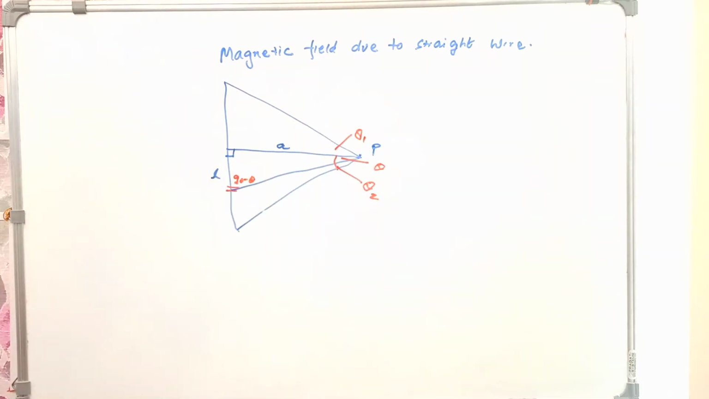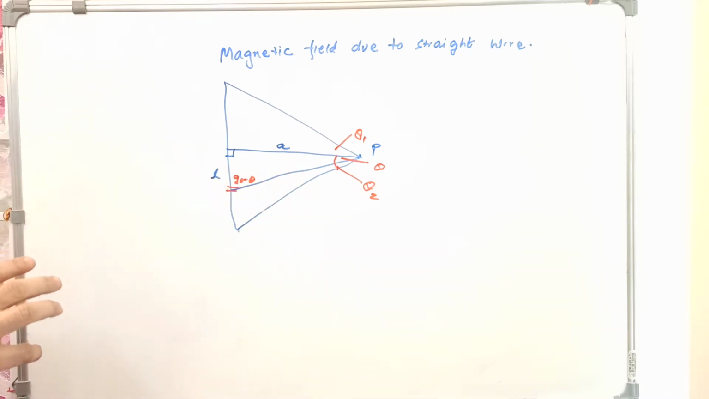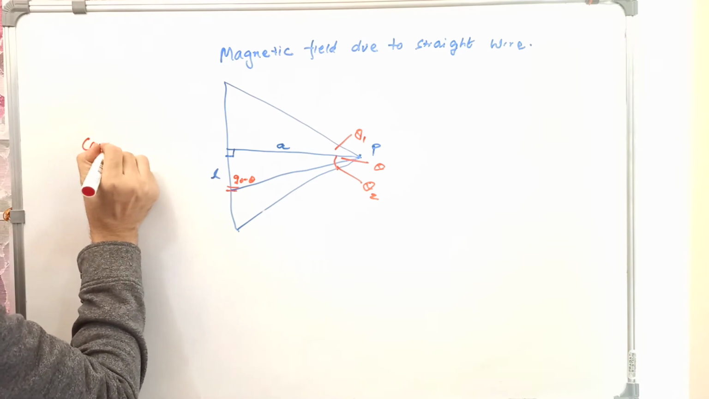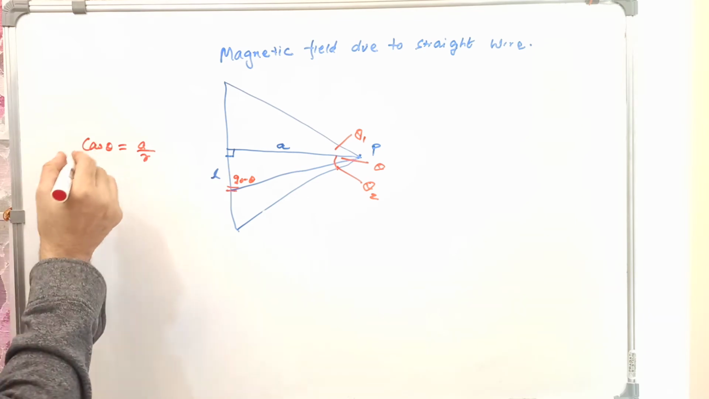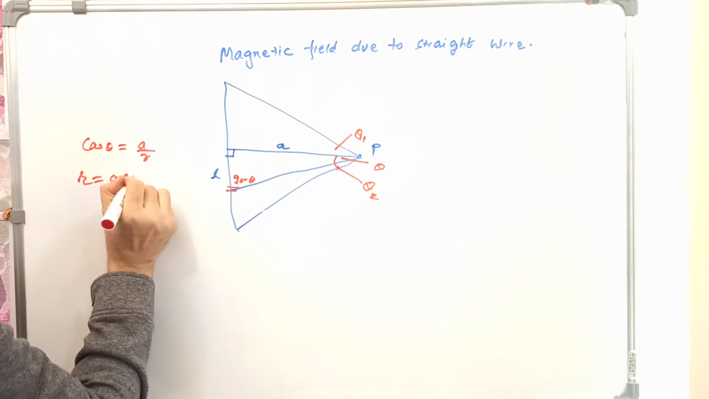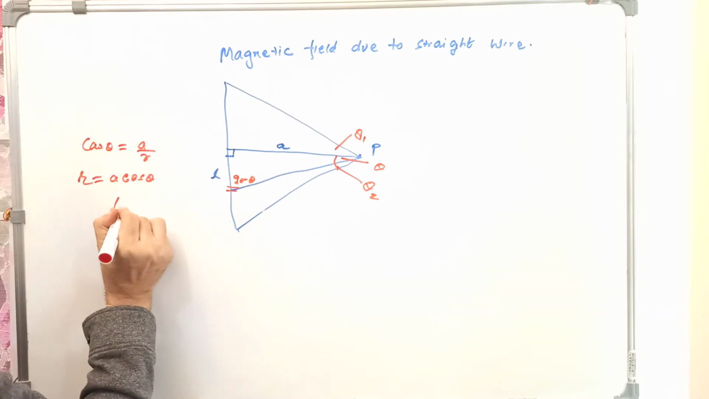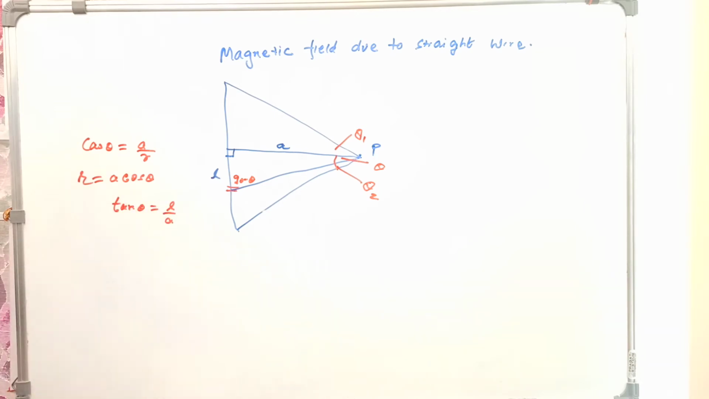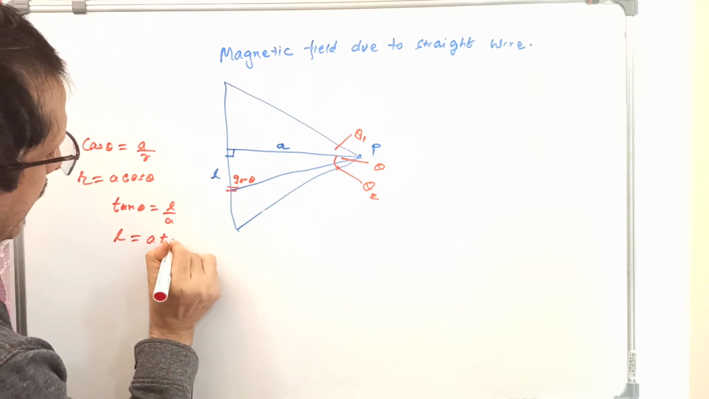Before I move on to the derivation portion, only for this triangle, let's watch out for some trigonometrical ratios. Now, if you see here, you will see that cos theta is equal to A by R, or I can say R is equal to A cos theta. Also, I can say tan theta is equal to L by A, or I can say L is equal to A tan theta.